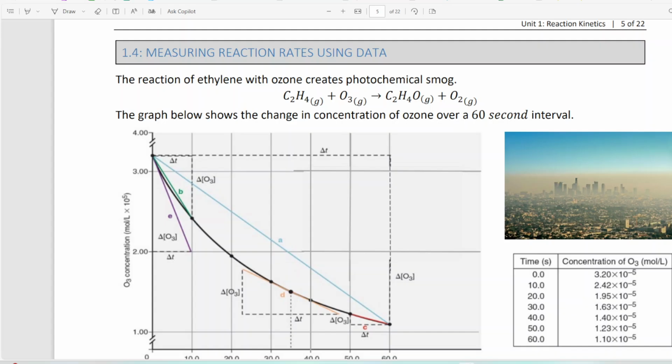In this next video, we're going to pick up where that YouTube video I showed left off. Someone has performed an experiment or calculated a rate of reaction for the reaction of ethylene and ozone creating photochemical smog. So we've got this ethylene, C2H4, reacting with ozone, O3, and producing this photochemical smog. Okay.